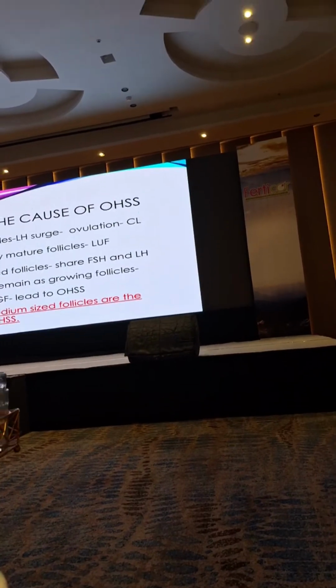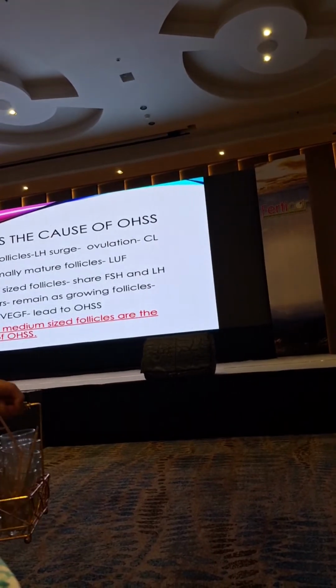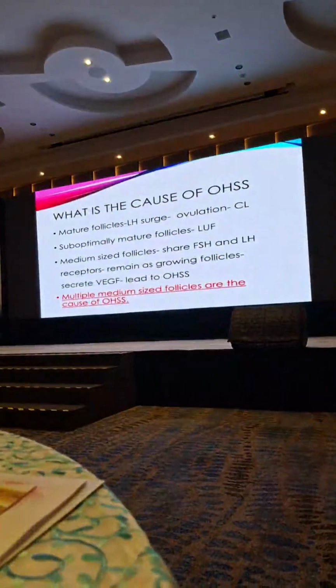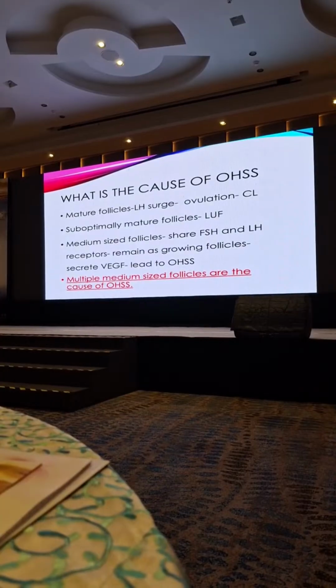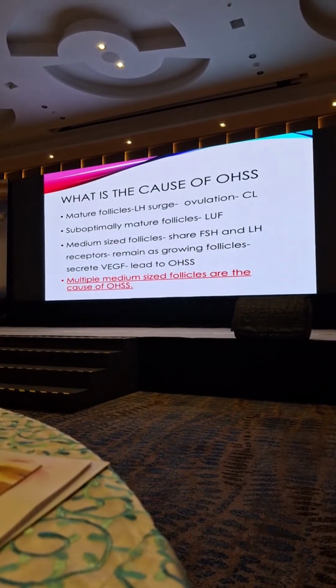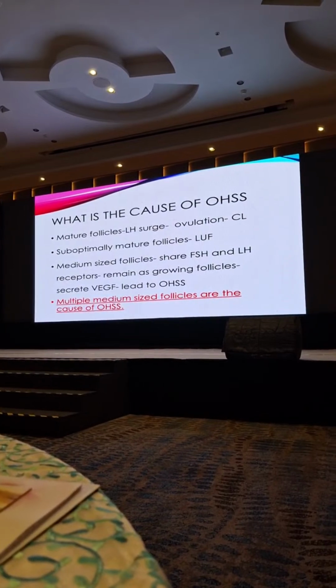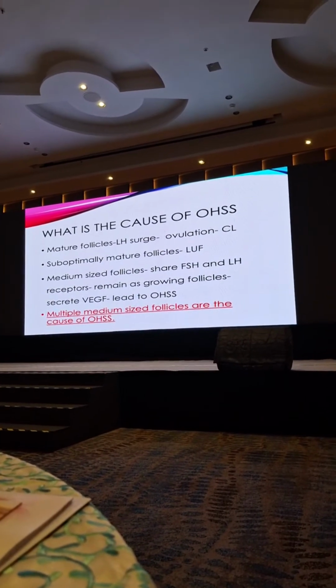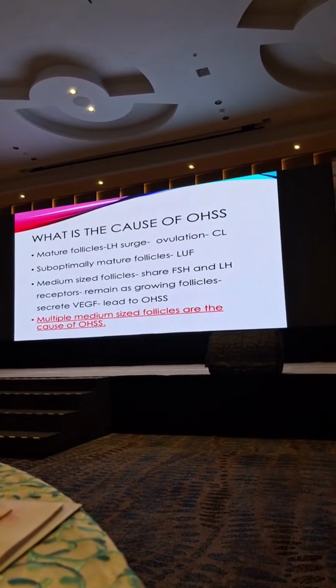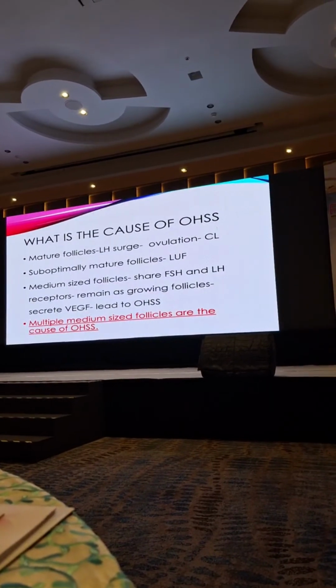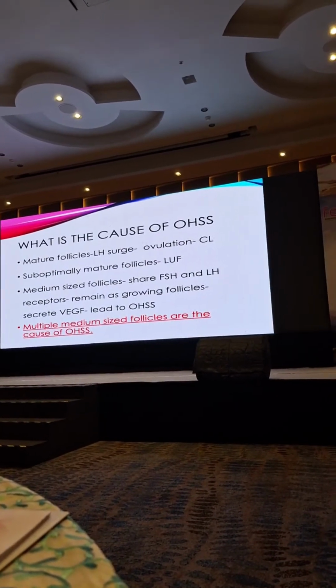The medium-sized follicles which share FSH and LH receptors, with the effect of LH, still keep on growing till the LH level is high. Once after the surge the LH level falls, because the LH level falls, these follicles cannot get luteinized and they don't even grow further. These are the follicles which are the main source of VEGF.